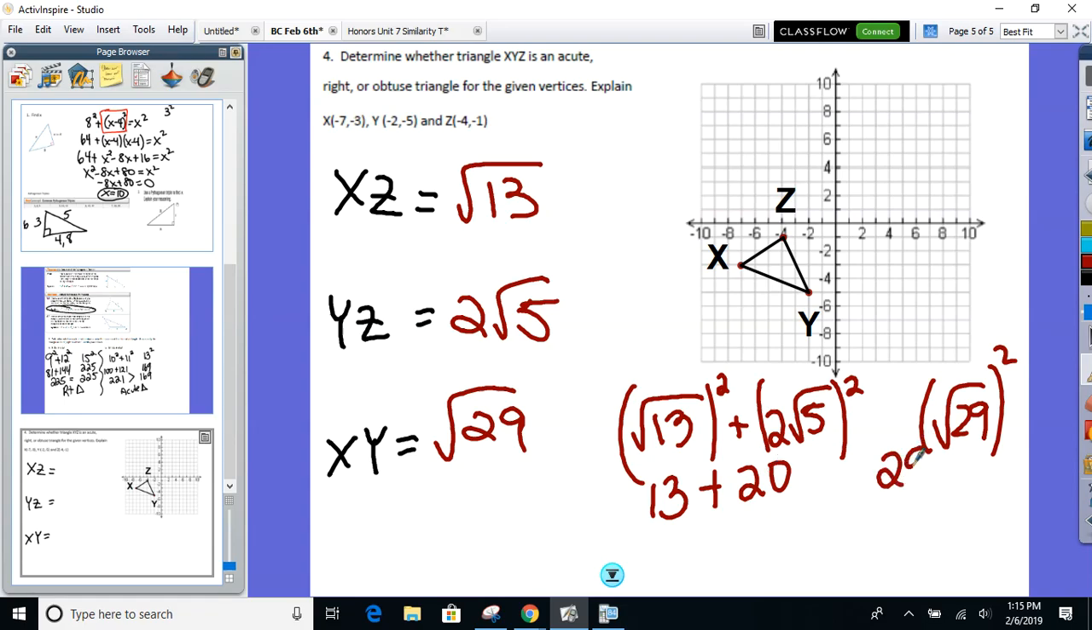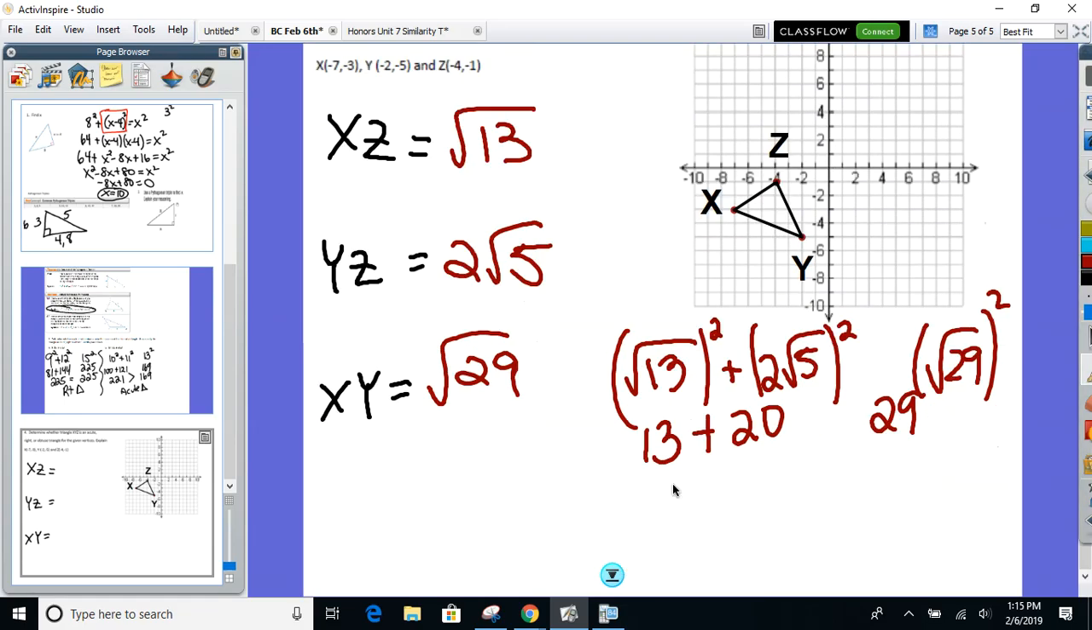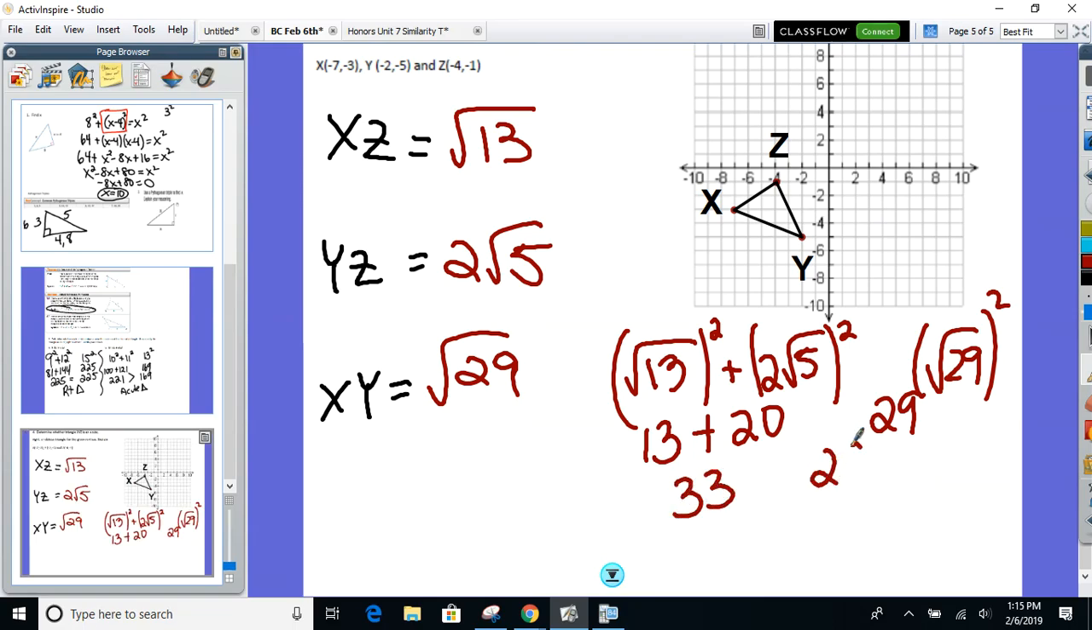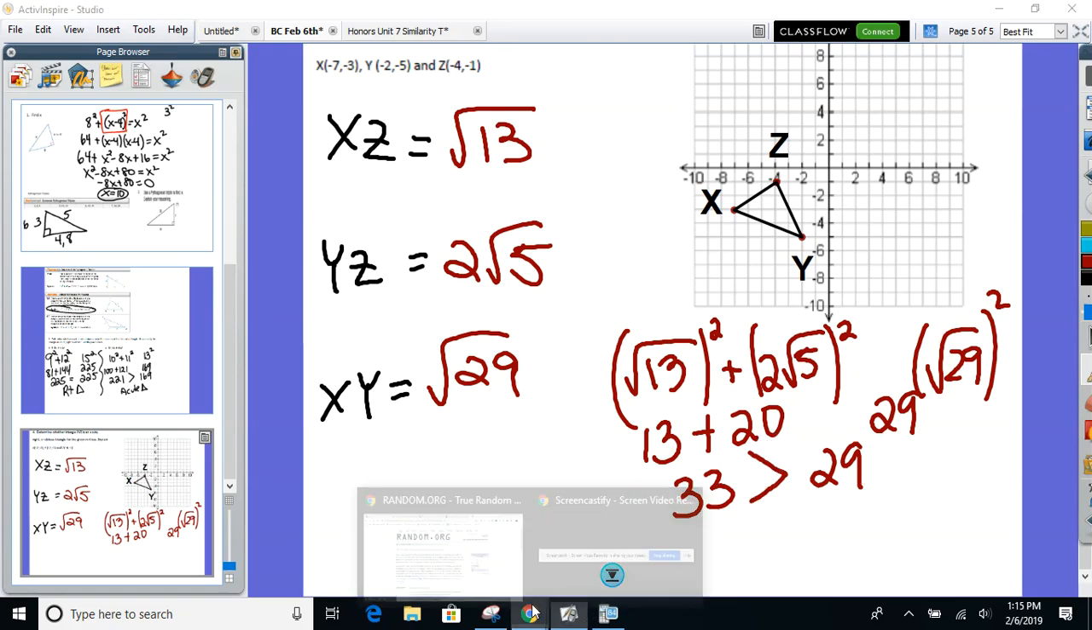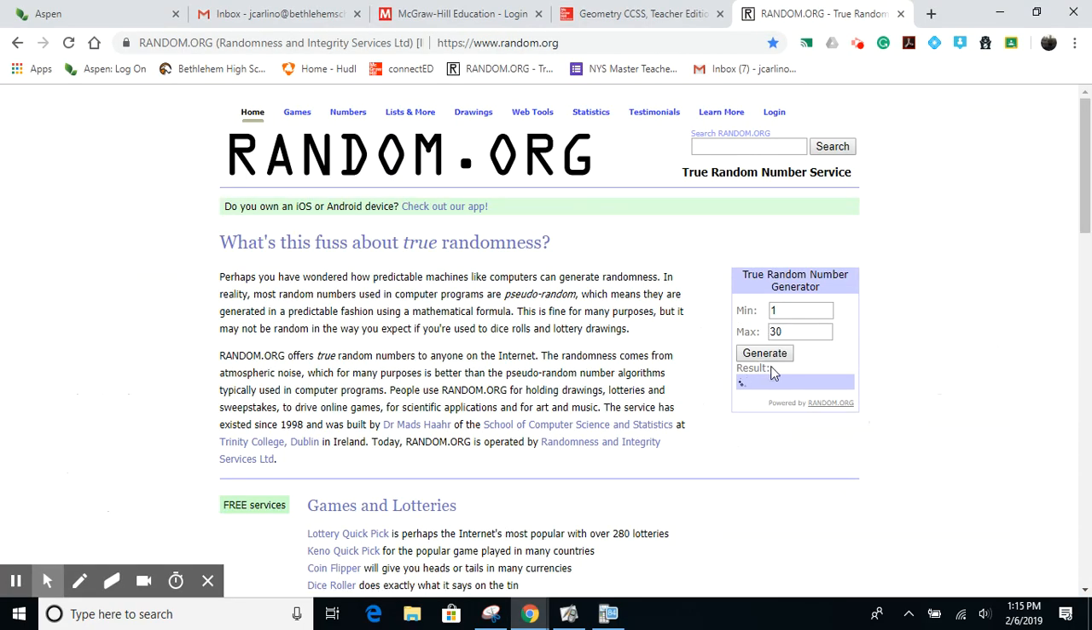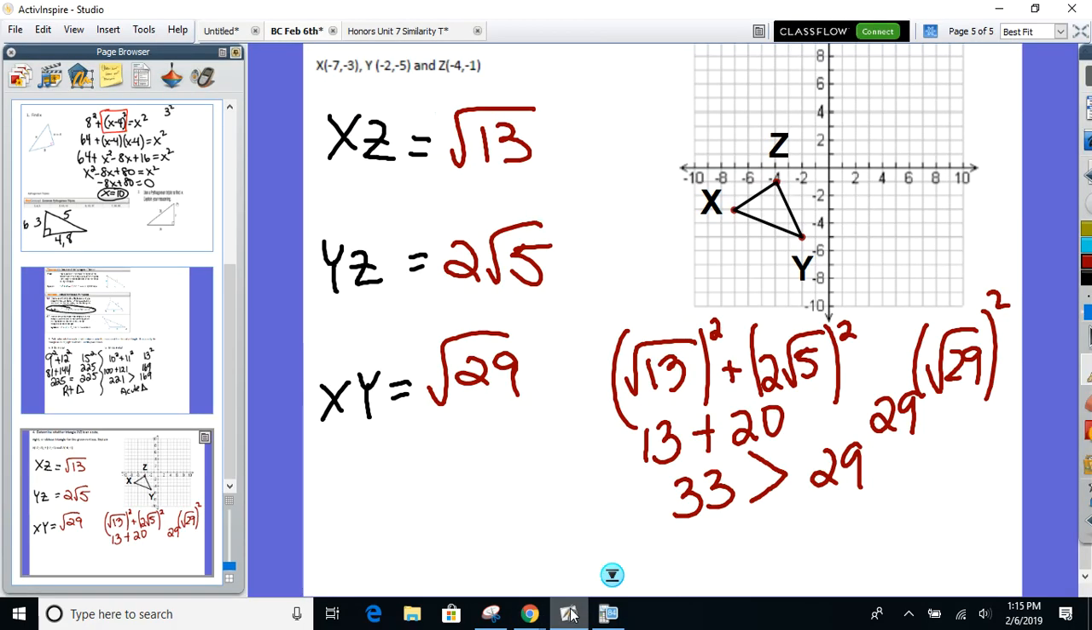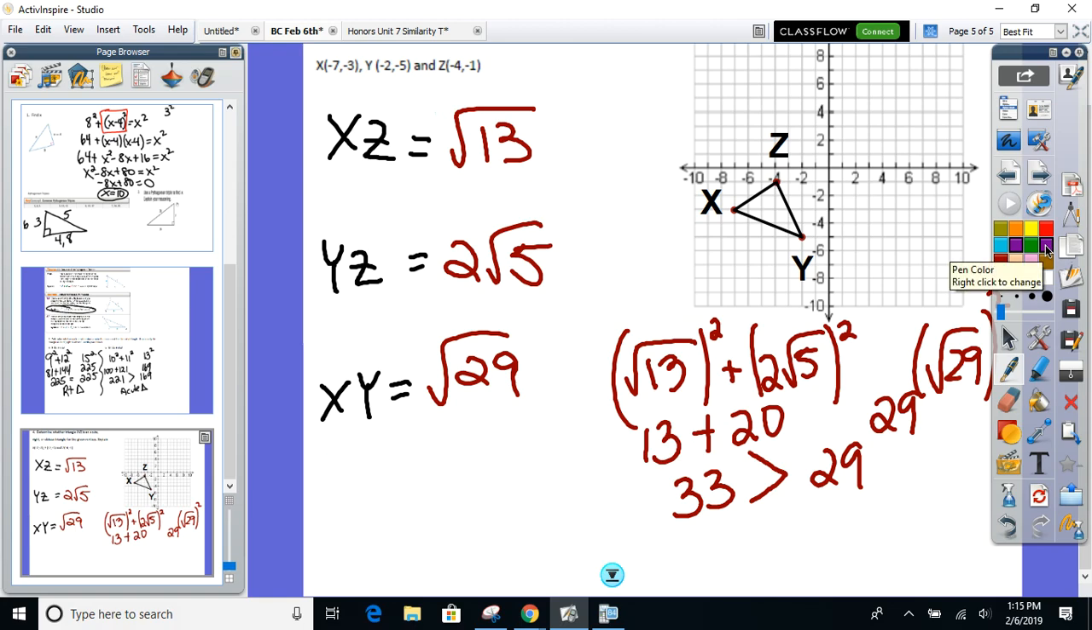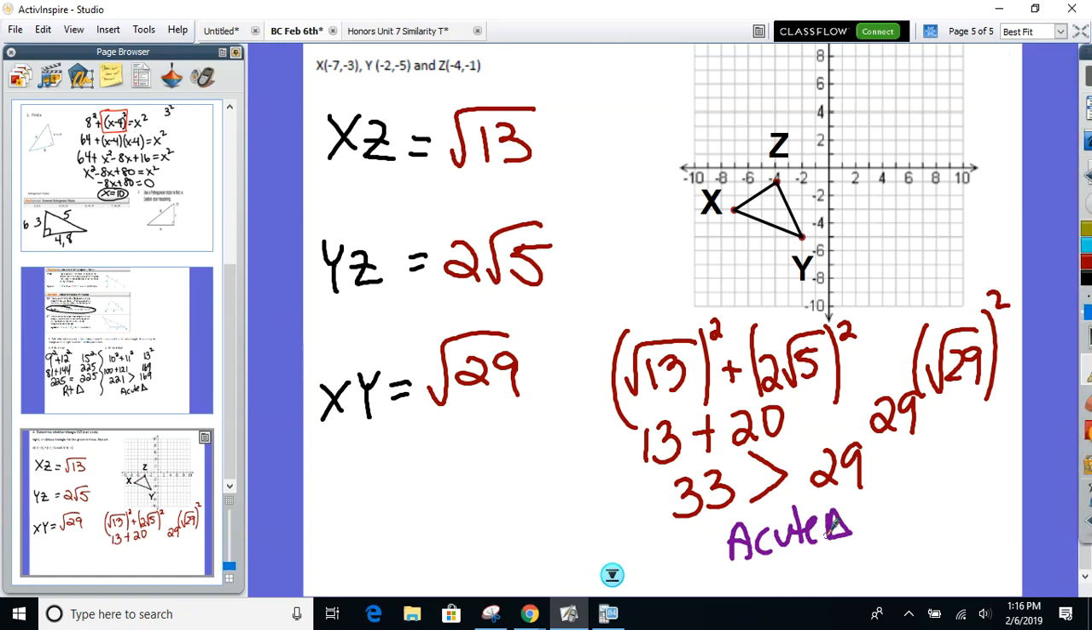29. All right, everyone, ready? Looks like on the left side I have 33, and to the right I have 29. So my a squared plus b squared side is bigger, so that makes it... What type of triangle? Acute triangle, yes. If you need graph paper, you might want to grab a couple slices over there for tonight.